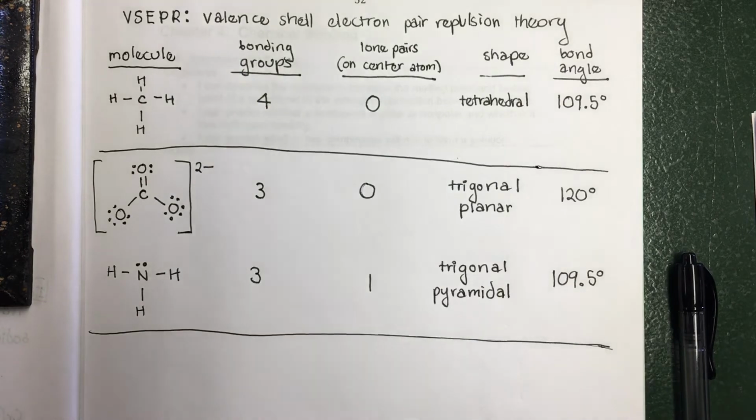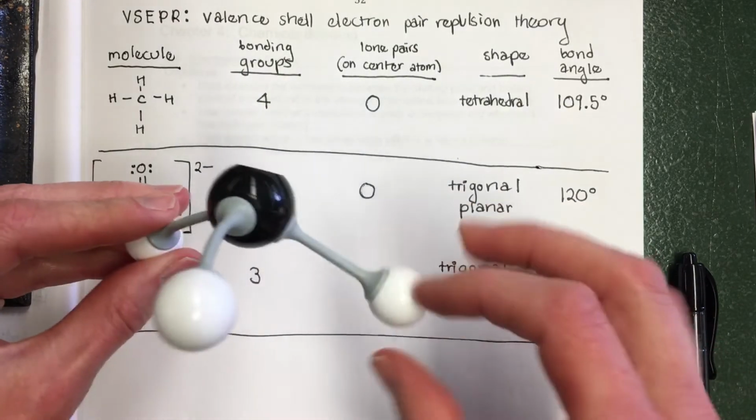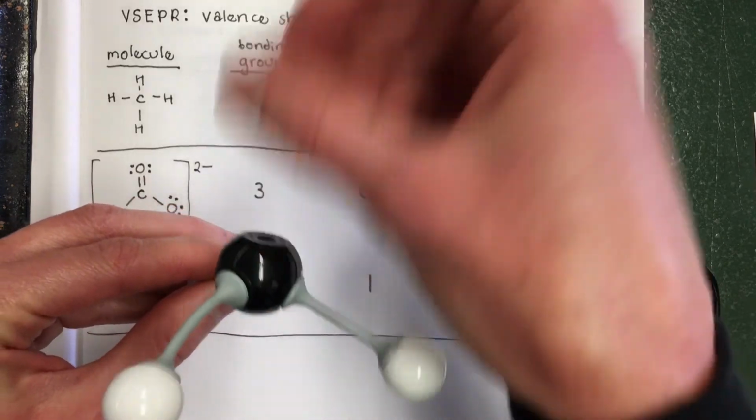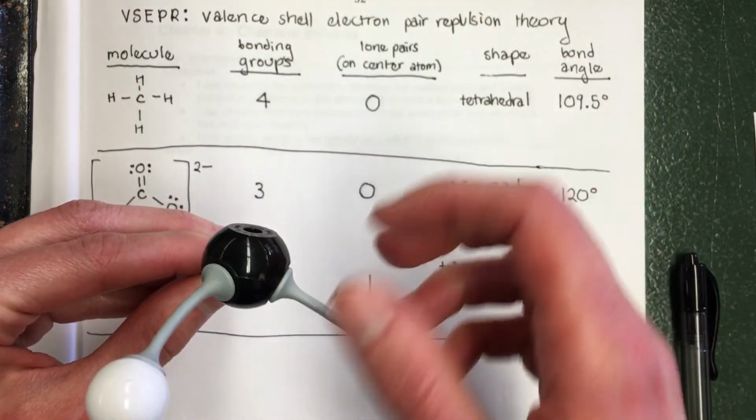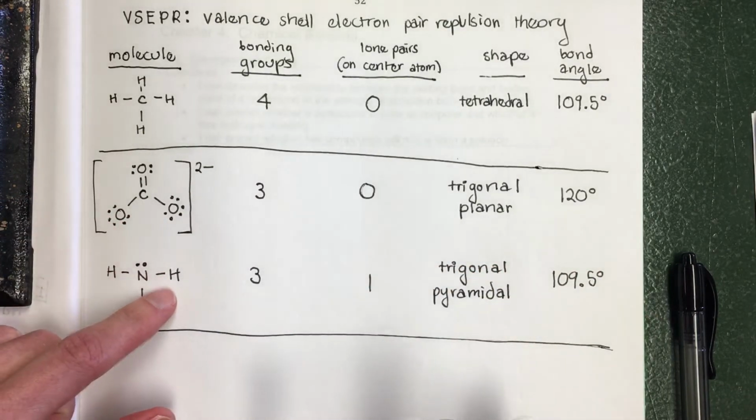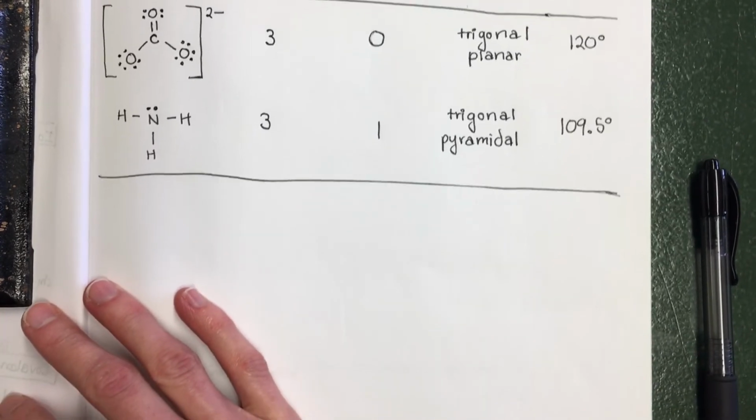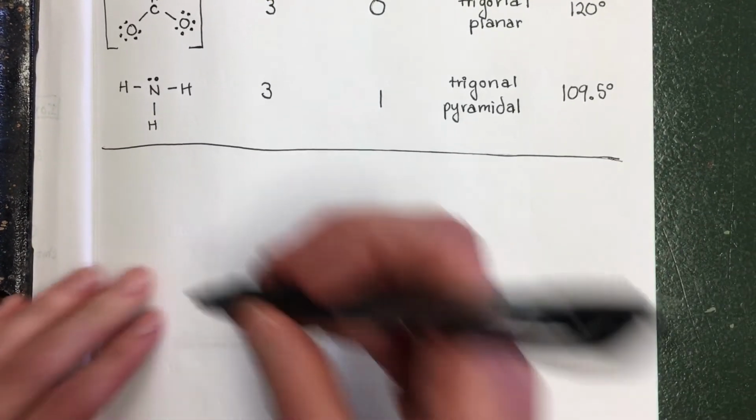Trigonal pyramidal has a bond angle of 109.5 again, so it's kind of like a tripod. It's a lot like tetrahedral, just without the atoms sticking up at the top. The lone pair is up here instead. So this one's three-dimensional, this one's flat. All right, let's talk about molecules with two bonds now, and then we'll be done.